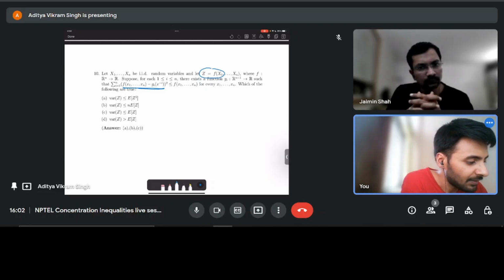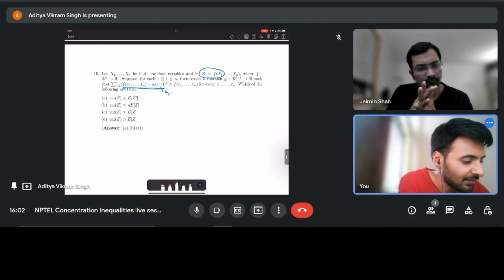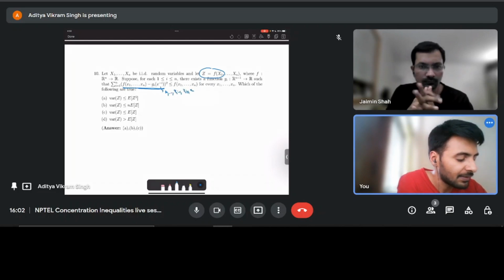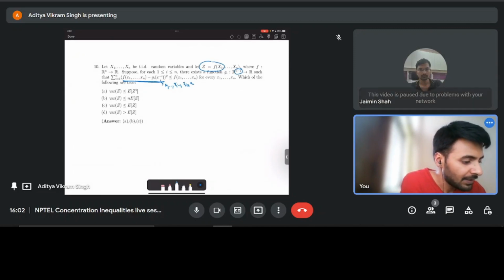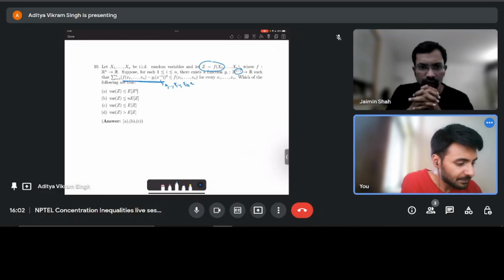Yeah, we just remove the ith and keep everything else, right? This is x_1 to x_{i-1}, and then x_{i+1} to x_n, right? So it takes n minus 1 things, right? And then we have this. And so which of the following are true?